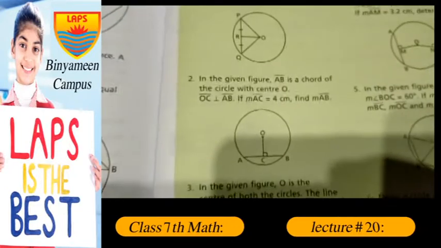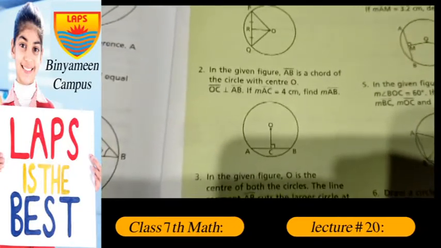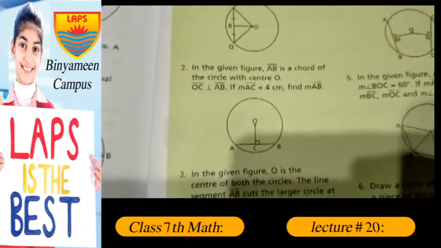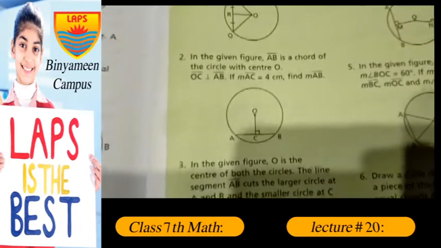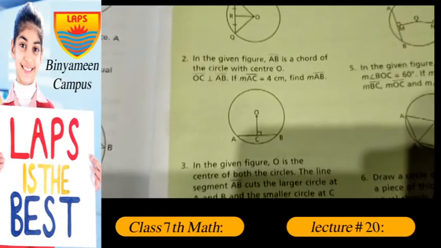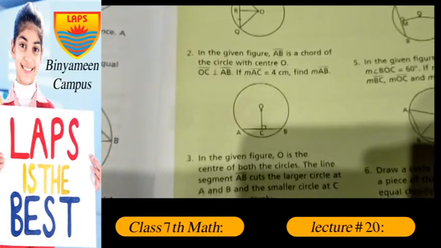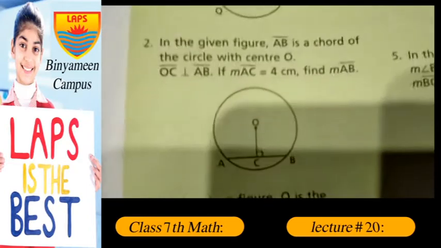Question number 2. In the given figure, AB is a chord of the circle with the center O. OC is perpendicular to AB. If measure AC is equal to 4 cm, find the measure AB.